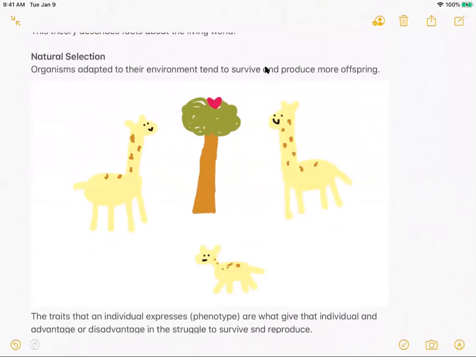So I have a little diagram here of giraffes. I know it's a really bad picture, but imagine those are giraffes. And the 2 giraffes here with the long necks, you notice that they can reach the top of the tree, whereas the giraffe on the very bottom does not have a long neck, so it won't be able to reach those leaves. It won't be able to eat anything, and it's probably going to die because it doesn't have that long neck.